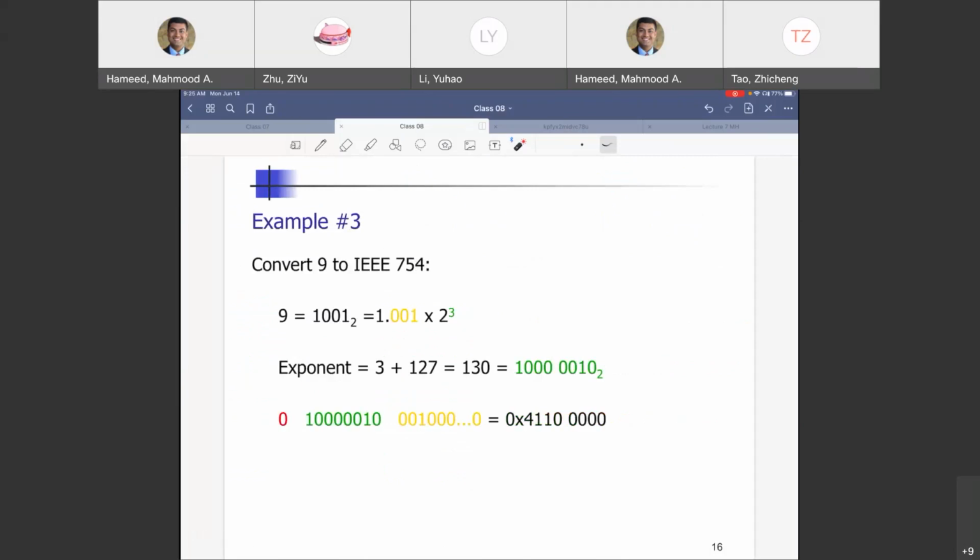Convert 9 to IEEE 754. What is that going to be? Is this going to be a normal or denormal? It's going to be a normal, right? So 9 is not close to 0. It's pretty far away. So how do you do this?